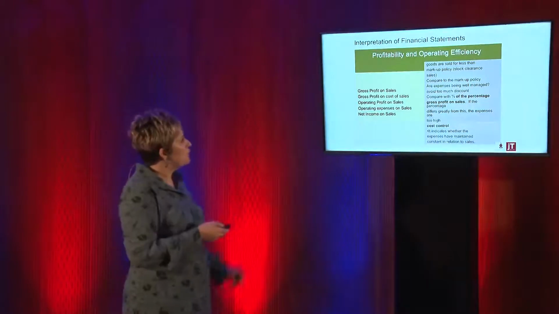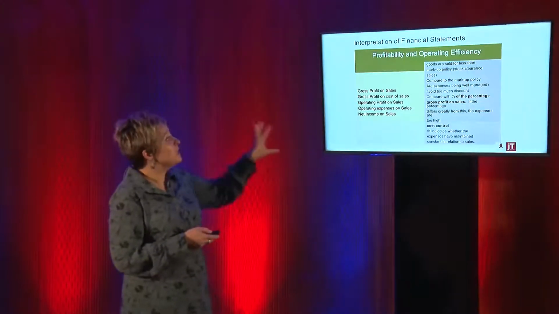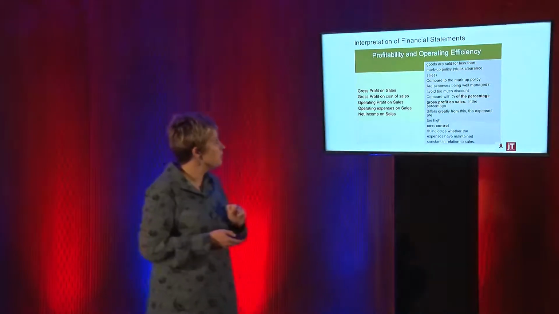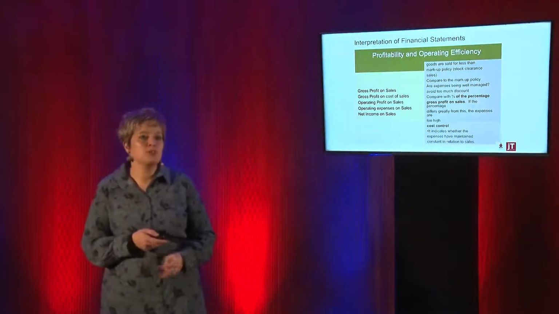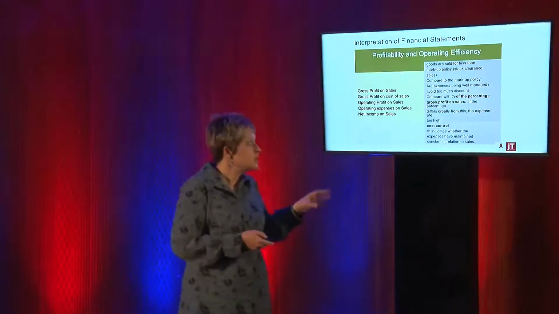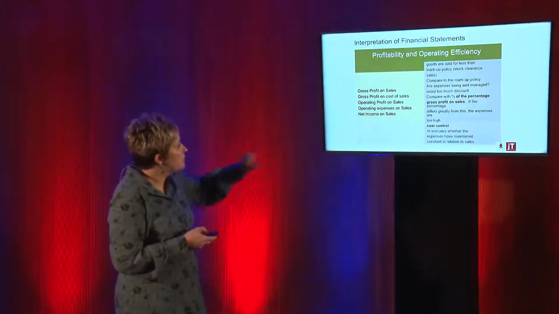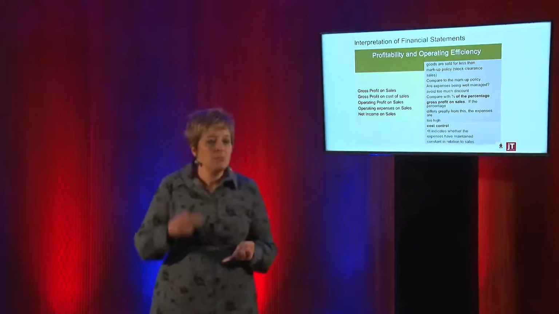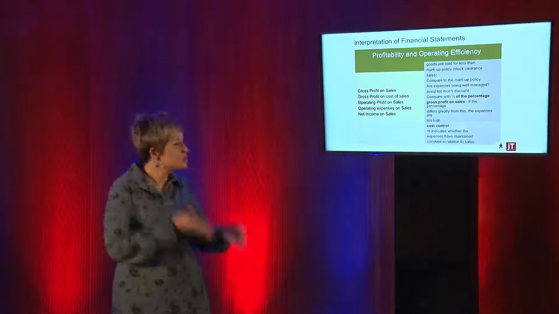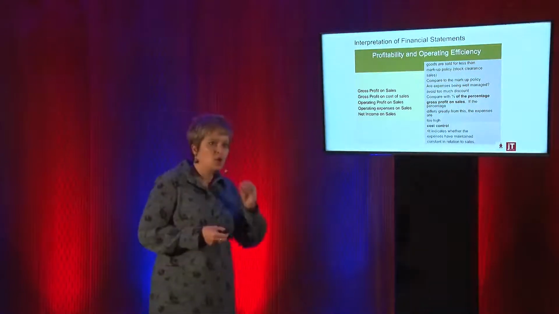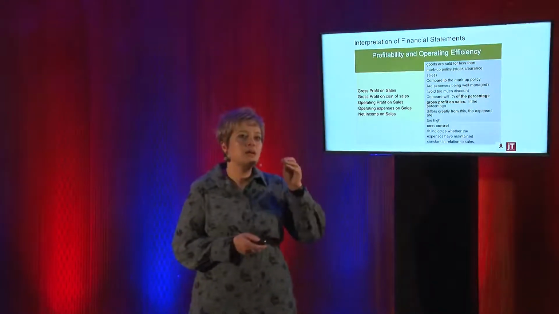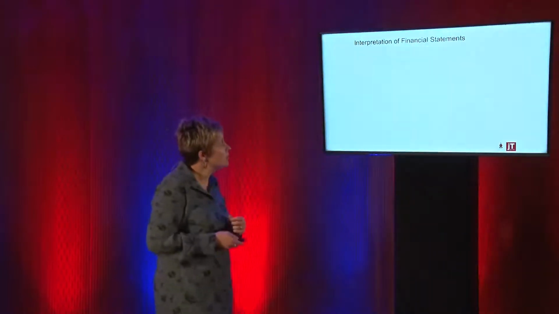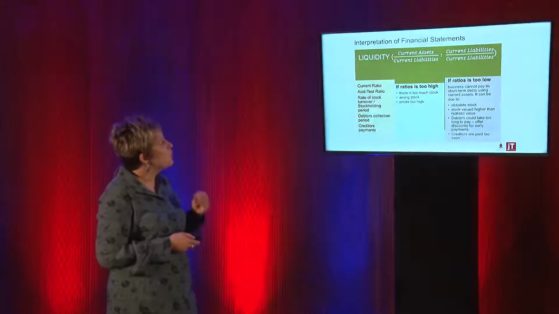So I'm not going to go into too much detail, but profitability and operating efficiency is calculated by your gross profits and your operating profits versus your operating expenses. So you have to look at all of those things. Make sure that you compare to the markup policy. Make sure that you compare from last year to this year, and then look for things that can indicate an issue in terms of cost. Then the next one, liquidity.